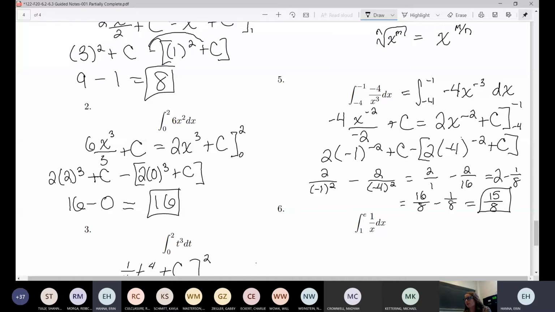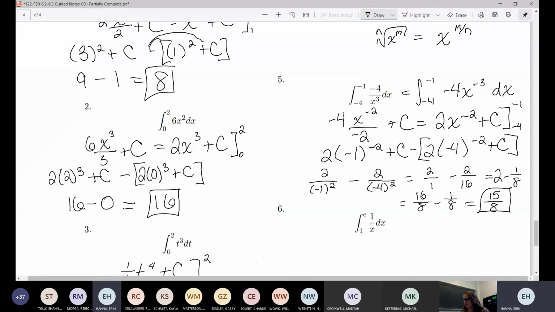So Wiley here would want 15 over 8 instead of the decimal. Now, of course, your calculator can take a decimal and change it back into a fraction most of the time. So you can get away with using your calculator a little bit, but you will need to know how to do these by hand, so I suggest just doing them by hand.